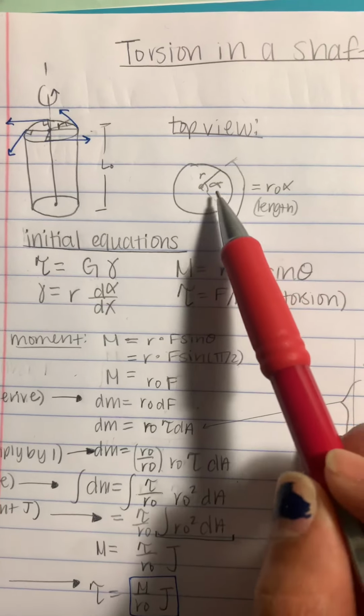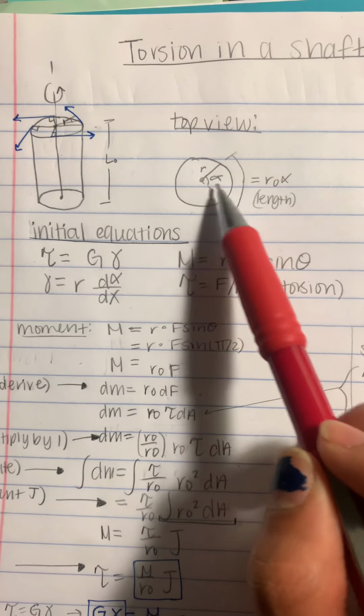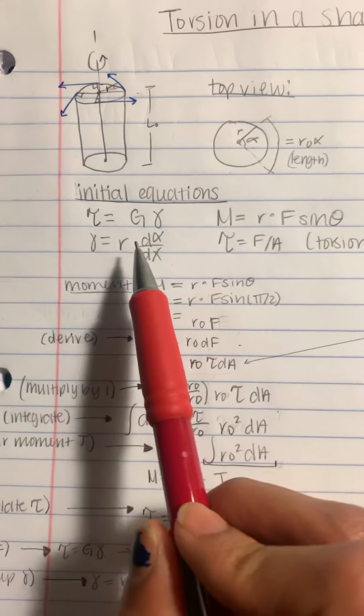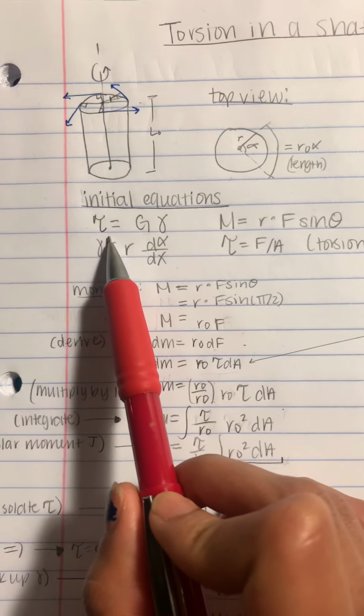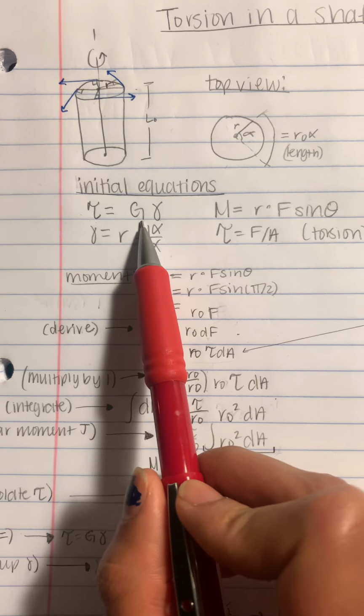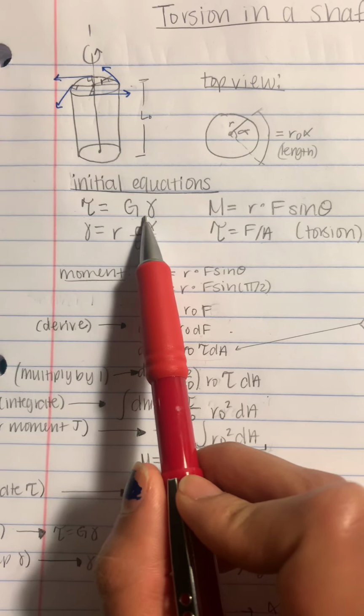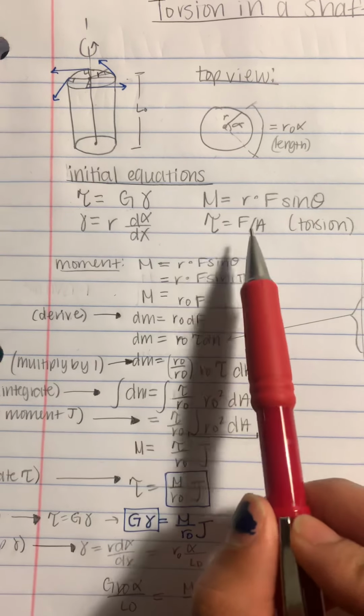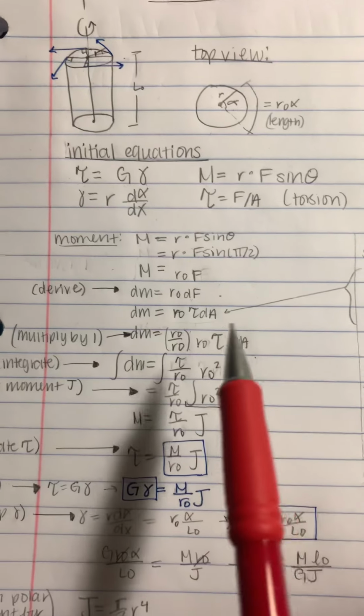From top view perspective, we're looking at the radius and alpha. These are the initial equations we're going to work with. It's important to note that tau is represented by the torsion modulus times gamma, and F over A. Those two are going to be very important later.